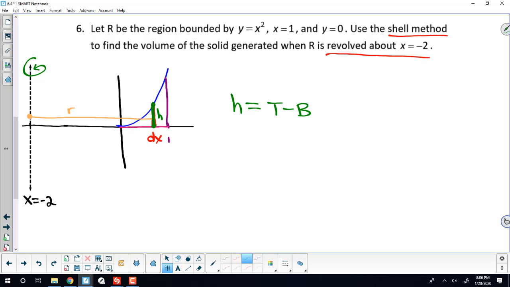Unfortunately, that doesn't change for us. The top function is always x squared, the bottom function is always 0. So h is x squared. So what's the radius? Our claim is the radius was x minus -2. What do y'all think? Is that our radius? Right minus the left. Again, this is just some x coordinate here. This is x minus the right, which is -2. x minus -2. That's x plus 2.